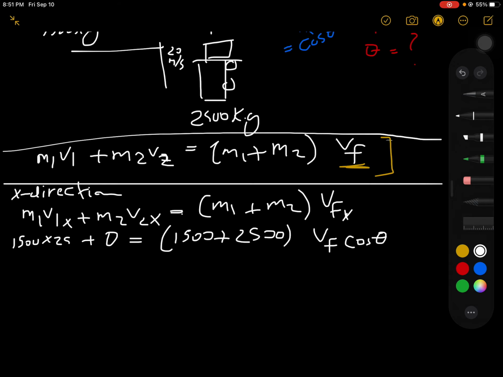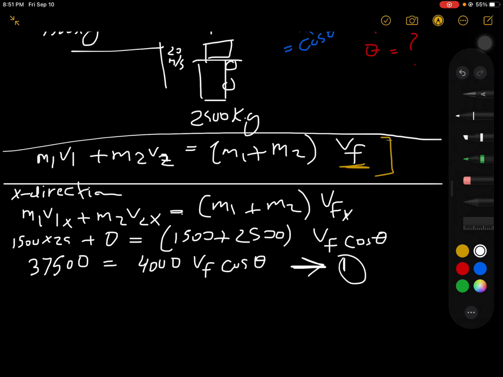1500 times 25 equals 37,500 plus 0, it is the same. Okay, 1500 plus 2500 equals 4000, and vf we still need to know, and cosine theta. Okay, let's say this is equation number 1. Now let's work on y direction.